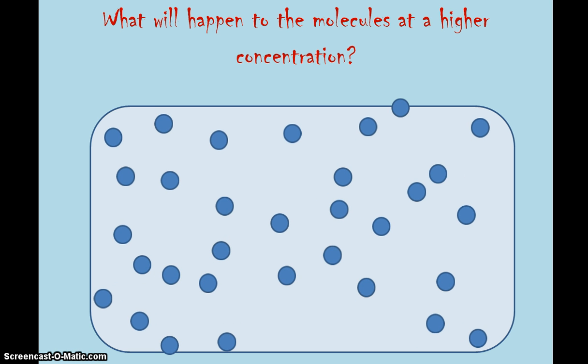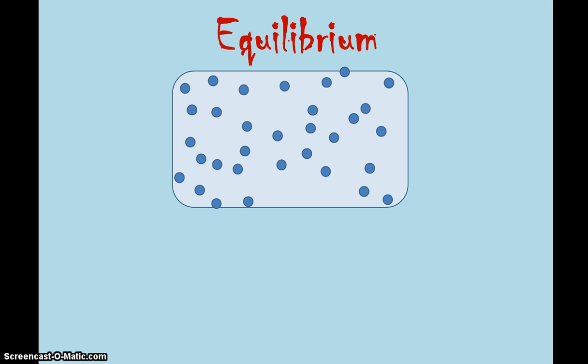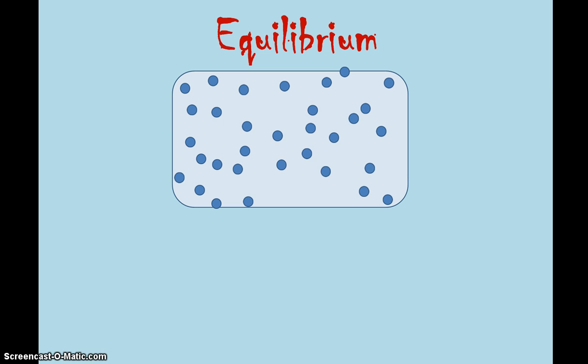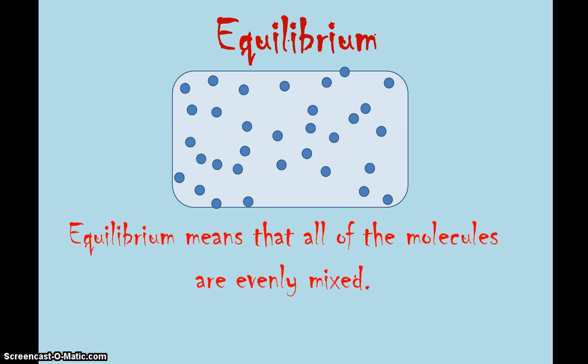If you said they're going to move to a lower concentration, you are absolutely correct. And you'll see that they have reached kind of an even mixture. That point is known as equilibrium. Now if you think about the word equilibrium, you actually hear the word equal right in the word. And that's exactly what equilibrium means. Equilibrium means that all of those molecules are now evenly mixed or spread out.